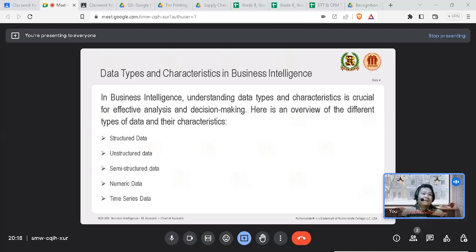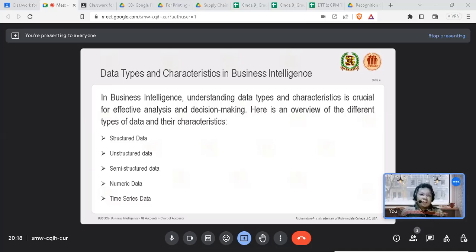So variety comes in various formats and sources, requiring diverse tools and techniques to handle different data types effectively. Then the other one is extraction and transformation. This is extracting relevant information from unstructured data, which often involves natural language processing, or NLP.